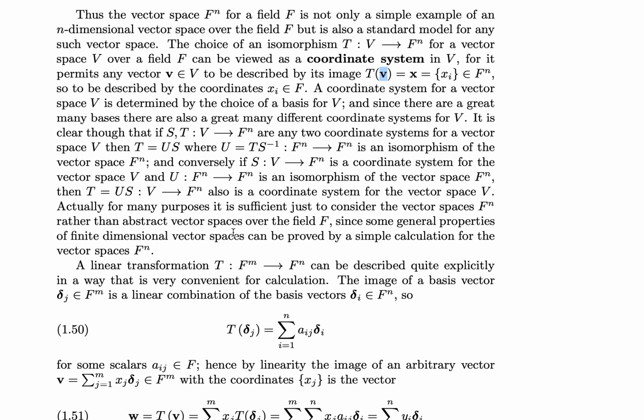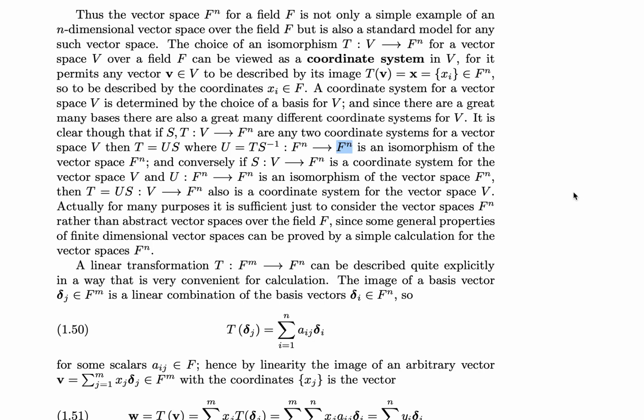However, conversely, if S from V to F^n is a coordinate system for the vector space V, and U from F^n to F^n is an isomorphism of the vector space F^n, then T = US from V to F^n is also a coordinate system for the vector space V. That is, consider U to be some map from F^n to itself, so an isomorphism of some kind. You can compose this in natural ways with transformations from V to F^n to get other ways of considering the coordinates of V.